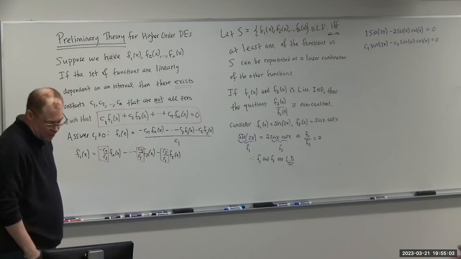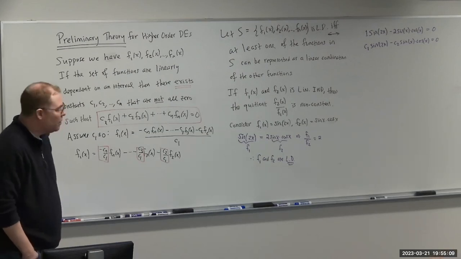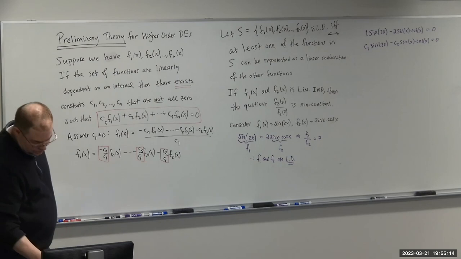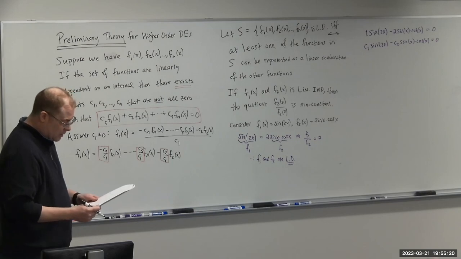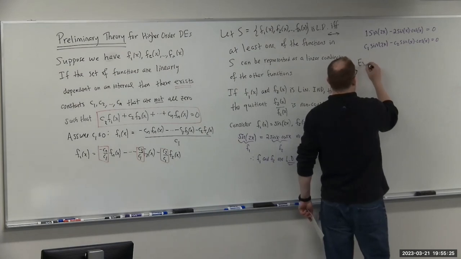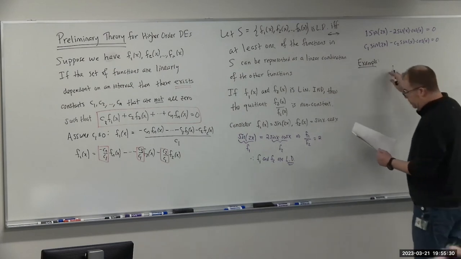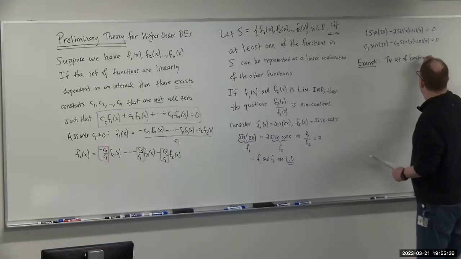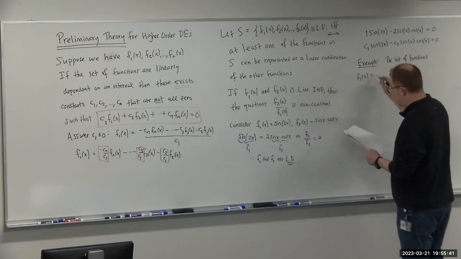We can also use the idea of the Wronskian, which is introduced here. I'll just do another example here, just in case. I think you probably get it from here. Suppose we have a collection of functions.